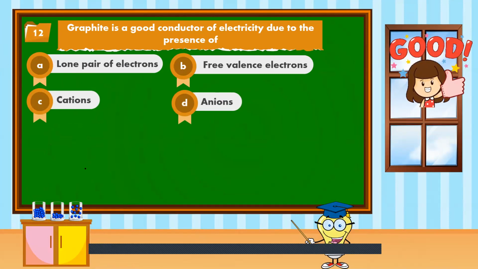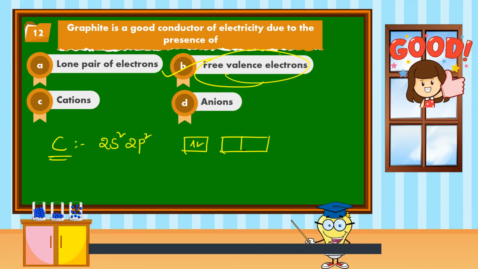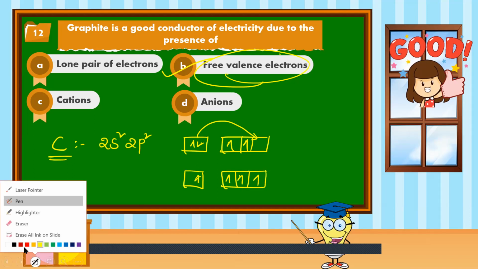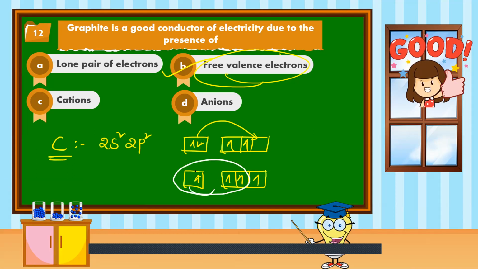Graphite is a good conductor of electricity due to the presence of what? You know this question from the 10th standard you were studying. Due to the presence of what? Free valence electrons. Because if you see carbon valence in graphite, carbon 2s2 2p2, two electrons are present in s and two electrons are present in p. One of the electrons jumps from s into p before hybridization. Then one electron in s and two electrons in p are involved in sp2 hybridization. I know this electron is free.